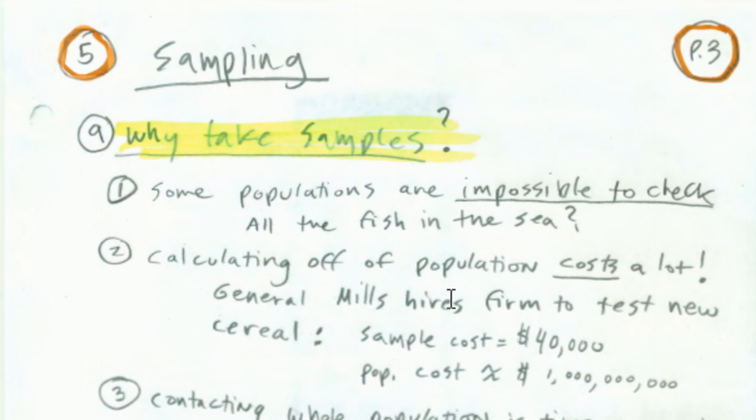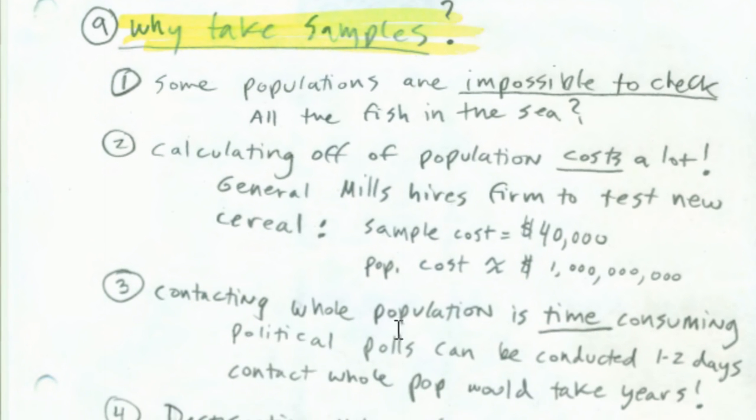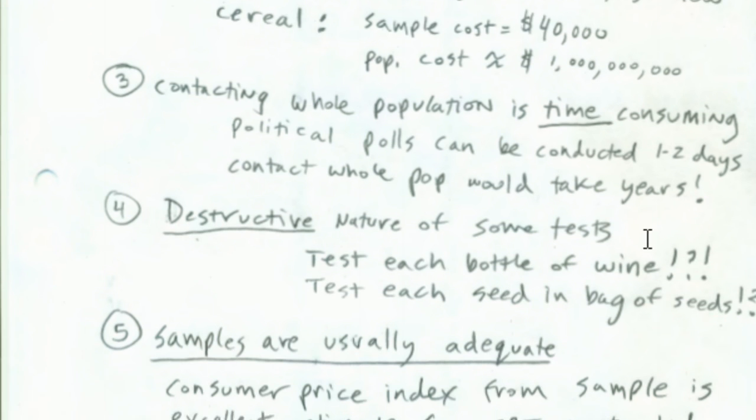Another reason, calculating off the population costs a lot. An example from General Mills, they might hire a firm to test a new cereal. The sample might cost $40K. Population, that means going out and asking every single person? No way, way too much money. Another reason that we take samples is contacting the whole population is time consuming. Political polls can be conducted in 1 to 2 days, whereas, of course, contacting the whole population would take years.